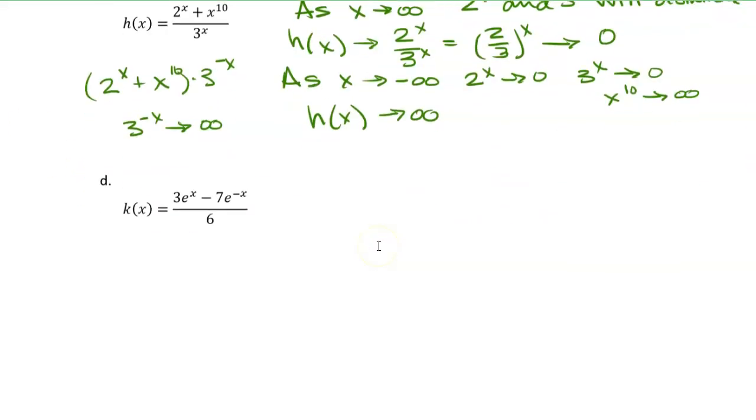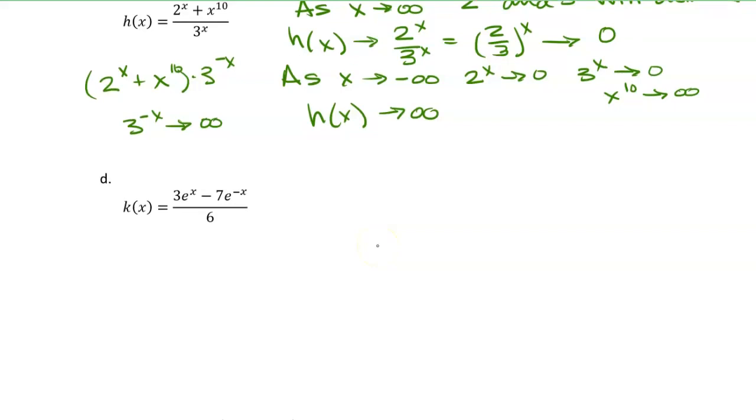All right, got one more here. We're just going to look at what happens as x goes to positive infinity. What's going to happen? We have 3e to the x, and that's going to go to infinity. And then we have the other term, this 7e to the minus x. So now we have an e to the minus x, right? So it's like 1 over e to the x. 1 over e is less than 1, so this is going to go to 0.